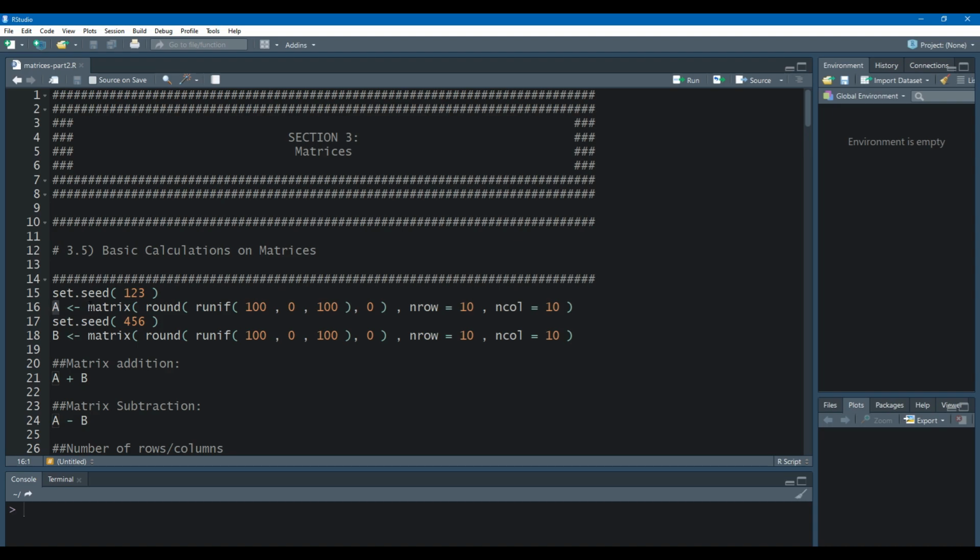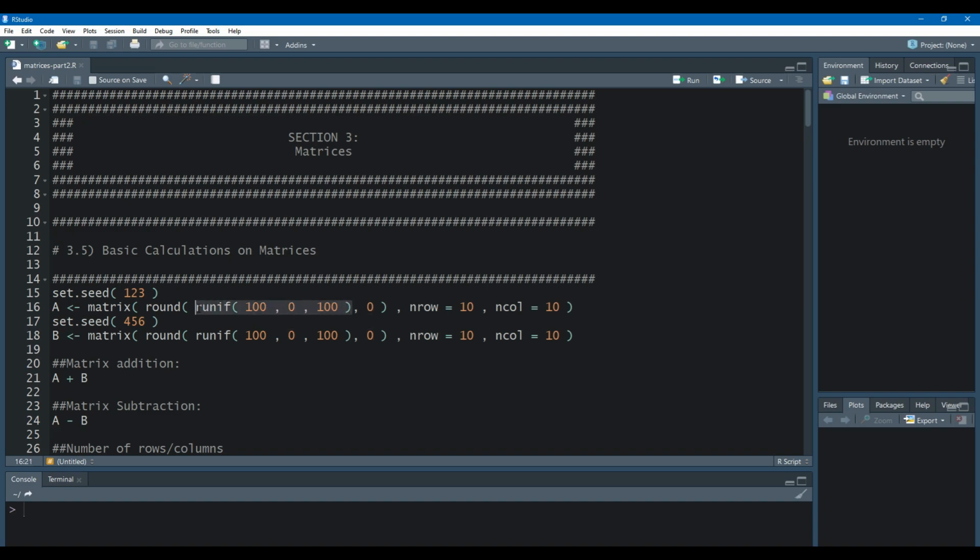In defining our matrix A, we use the matrix function, and defining the data that's contained within matrix A, we use the round function. Now what the round function is going to do is it's going to create whole numbers. How do I create whole numbers? I specify that I want 0 decimal places, so no decimal places, and that's specified by the 0.